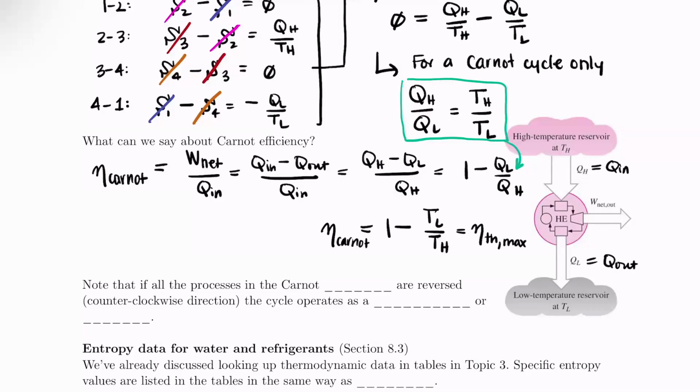Okay. I think I already mentioned this before, but just to re-emphasize this. So if all the processes in the Carnot heat engine are reversed, so if you run in the counterclockwise direction, this cycle would operate as a refrigerator or a heat pump.